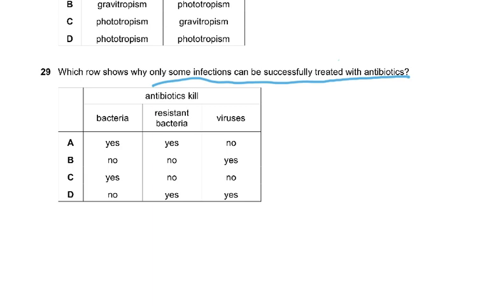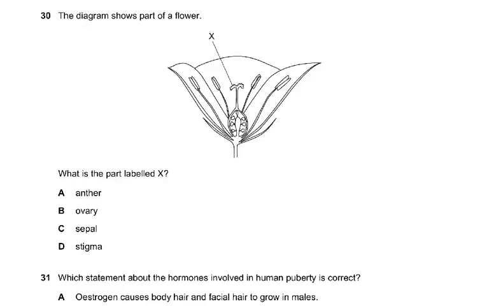Bacteria can be treated with antibiotics. Resistant bacteria cannot be. Viruses cannot be. So the answer for 29 has to be C. Yes, it can be treated by antibiotics. This cannot be treated by antibiotics, and viruses, of course, cannot be treated by antibiotics because viruses do not have any cytoplasm or any cell wall or any enzymes. That is how bacteria are killed, because those antibiotics work on those structures of the bacteria.